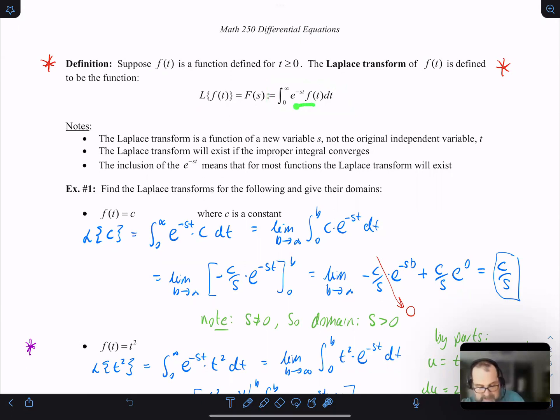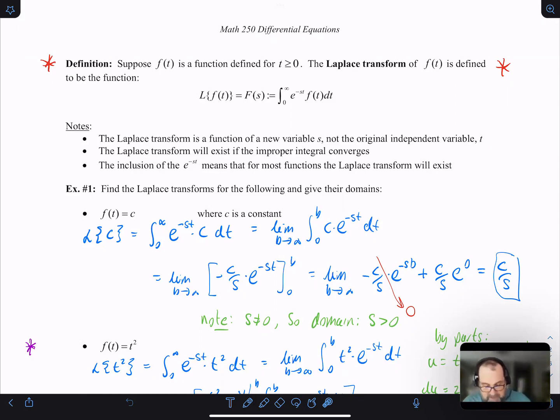So it is the improper integral where you stick in an e to the minus st times the function you're finding the Laplace transform of, and evaluate this improper integral. So this is what it's defined to be. Again, notes here, the Laplace transform is a function of a whole new variable, s.